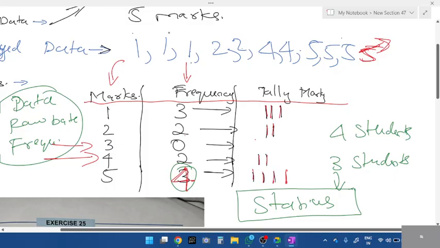Now, marks, how many marks were there, students? One, two, total how many marks were there? Total there were only five. Five is less or more? It is easy to write, right?